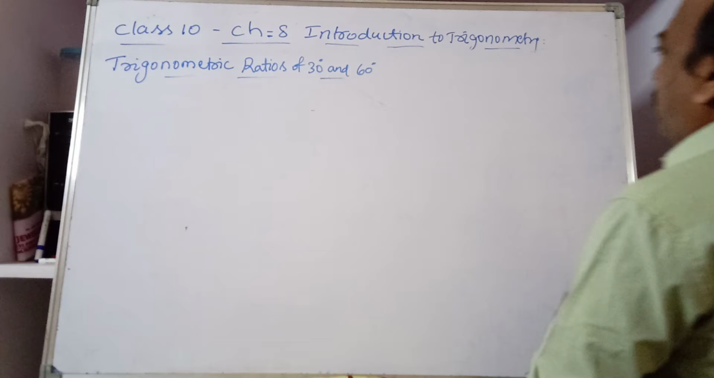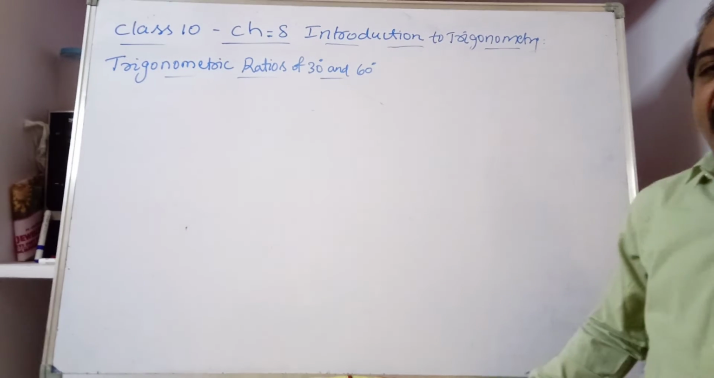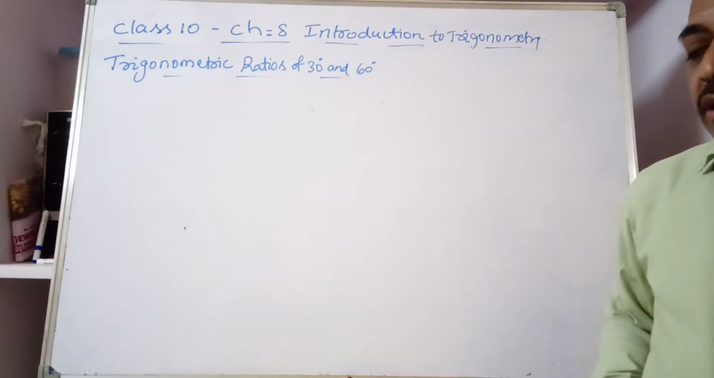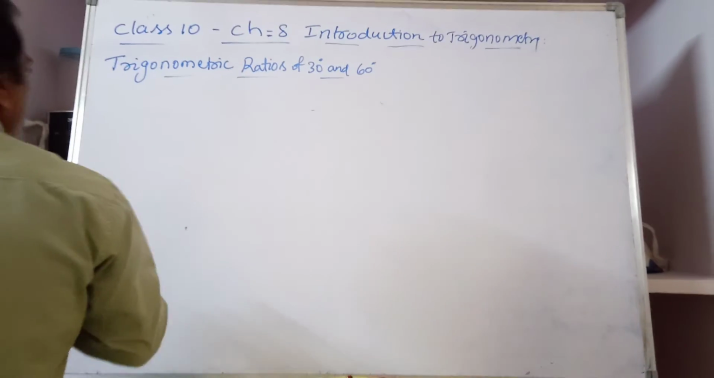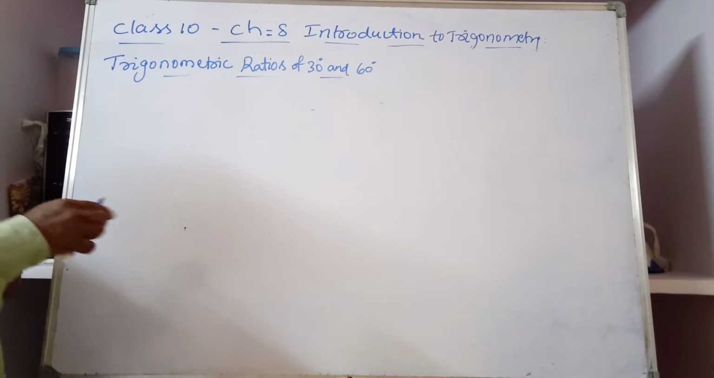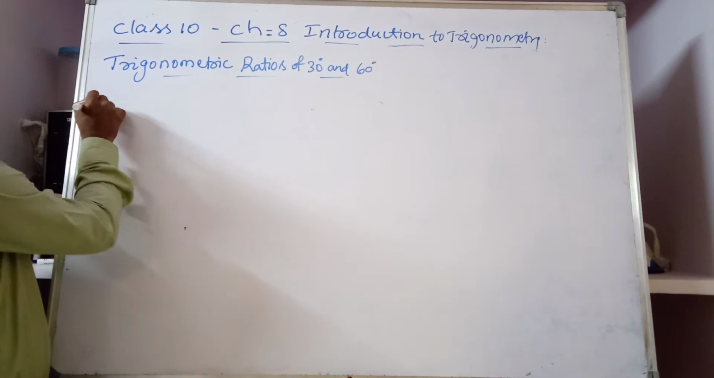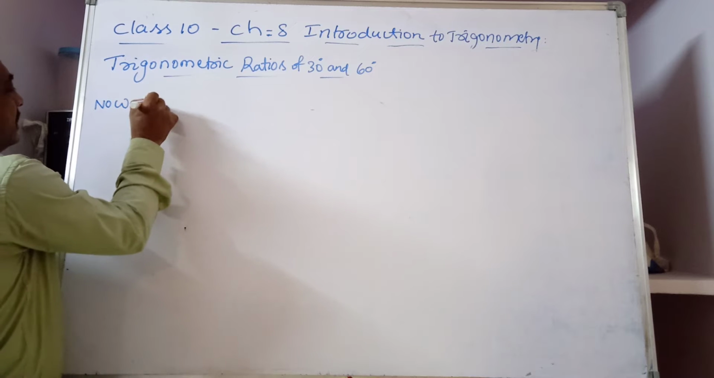Let us see now the trigonometric ratios of 30 degrees and 60 degrees. To find these values, we are using an equilateral triangle.